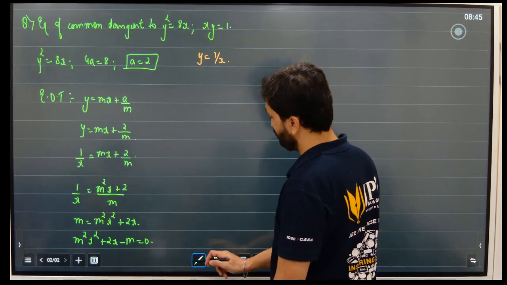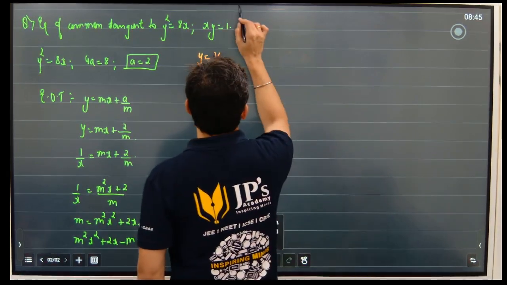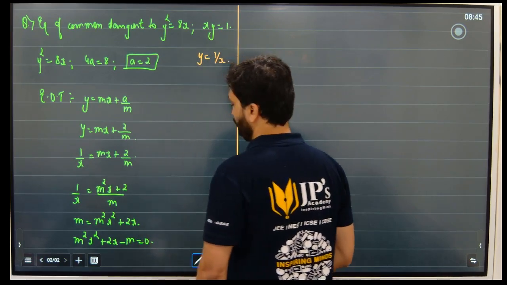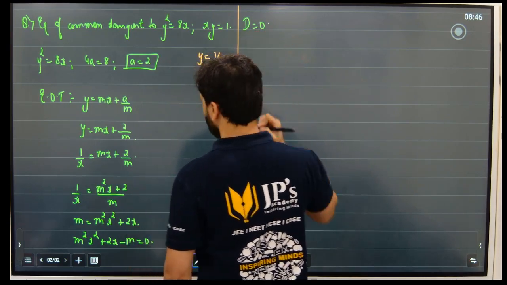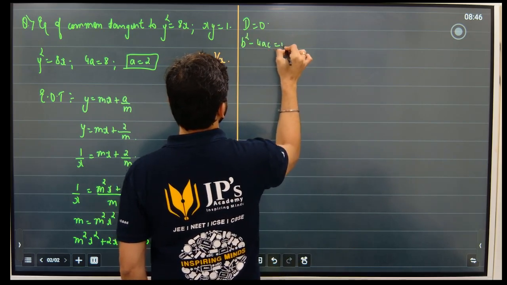it is the equation of tangent, right? Equation of common tangent. When is it a tangent? When it lies on the parabola or the hyperbola, and therefore I will write that discriminant is equal to 0. Therefore b square minus 4ac is equal to 0.